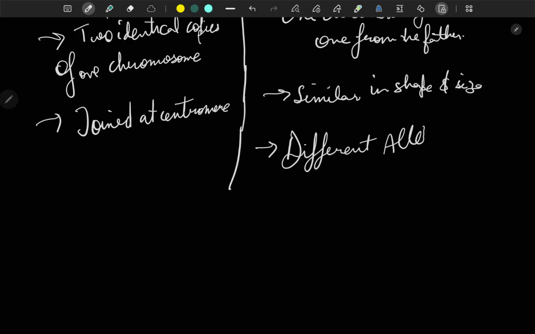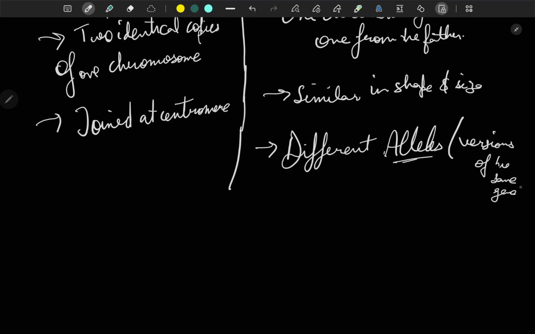I'll talk about this in the next lecture, or okay, I'll just tell you now. Alleles are versions of the same gene. Homologous chromosomes are not physically attached except during meiosis.